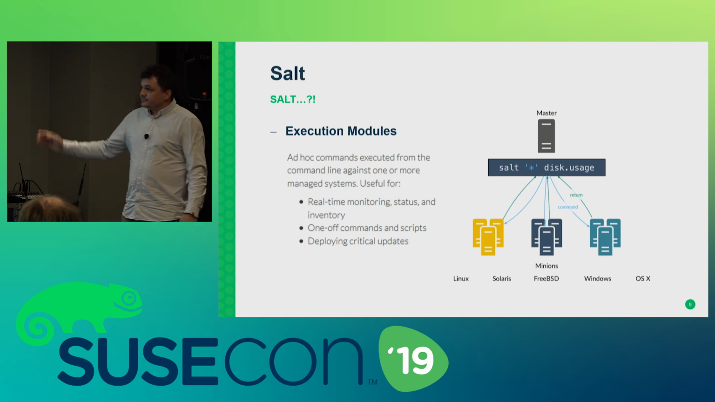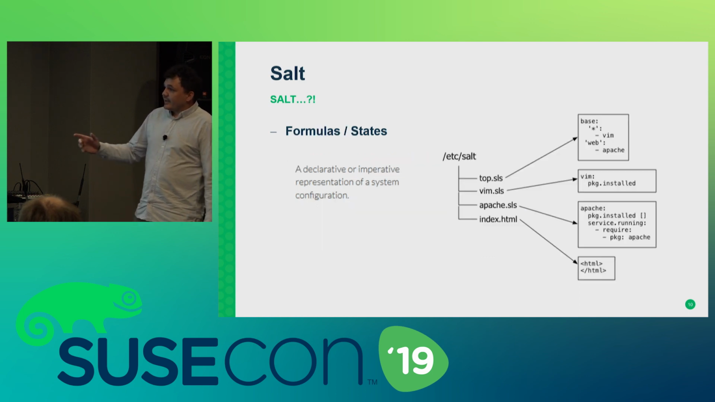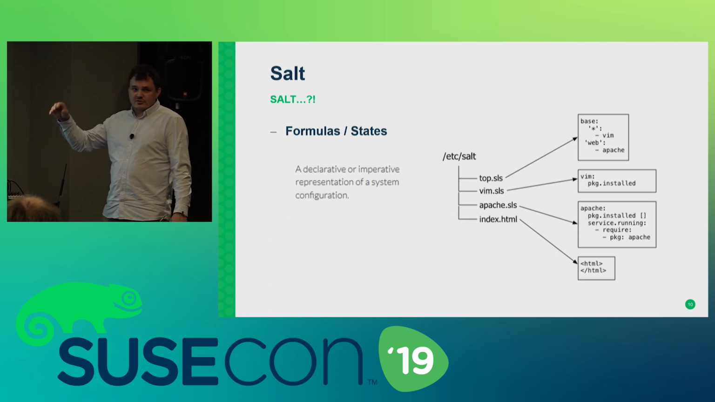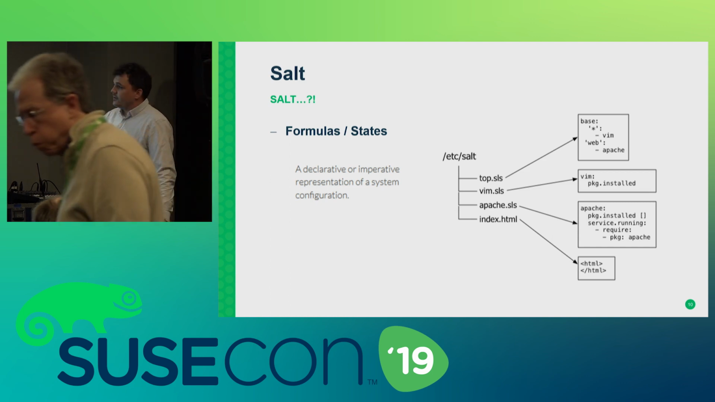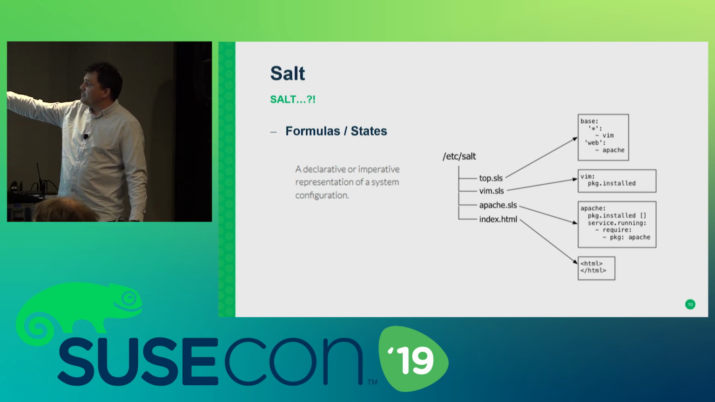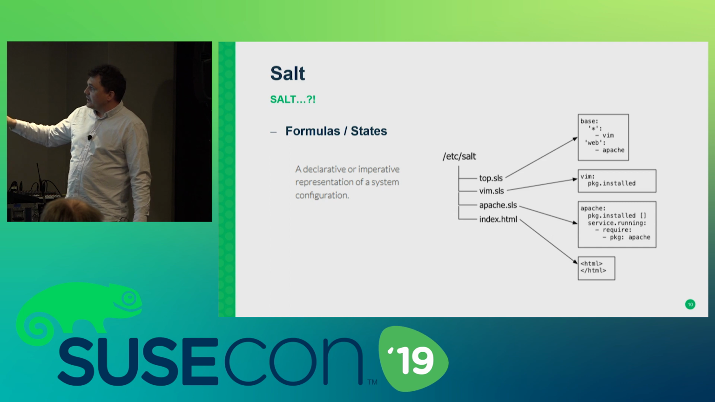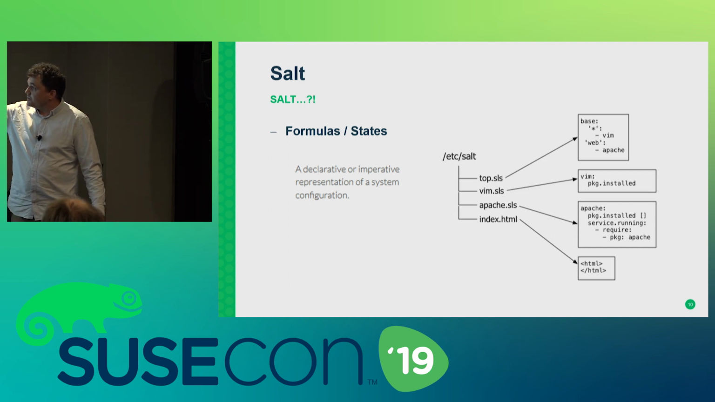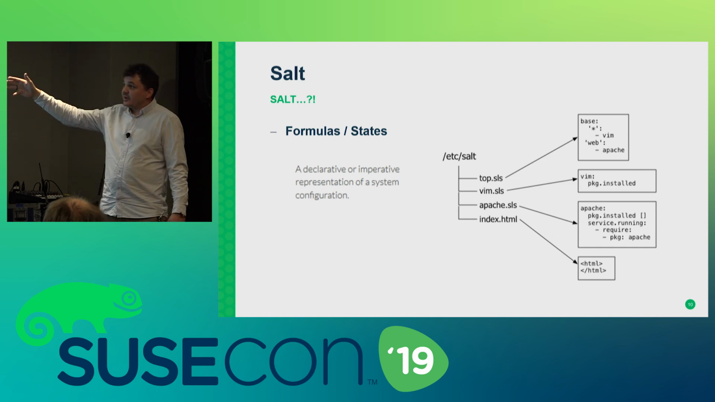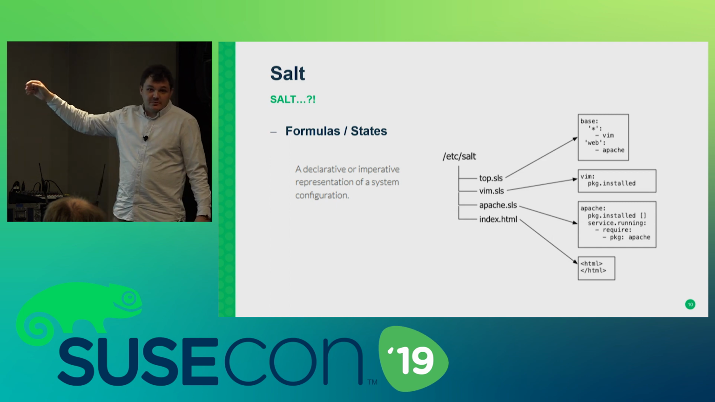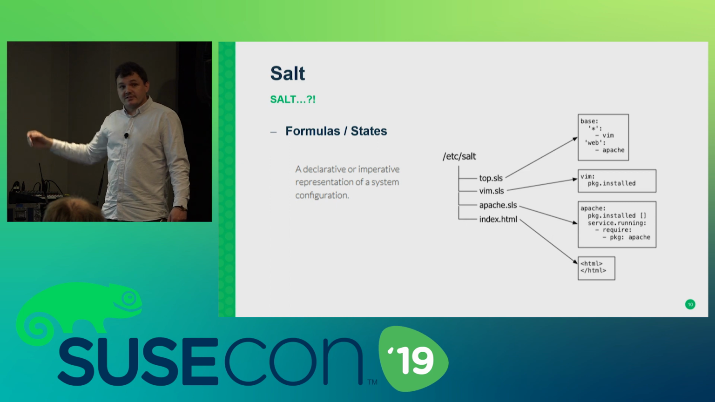So, next one, please. The next thing is formulas or states. I don't use the word formulas mostly, but this is basically a description. We have focused on this Vim example. It's a very simple one. It just says Vim is the state ID, and it uses the package installed module for that. What that does is install Vim. It makes sure that Vim is installed on a system.